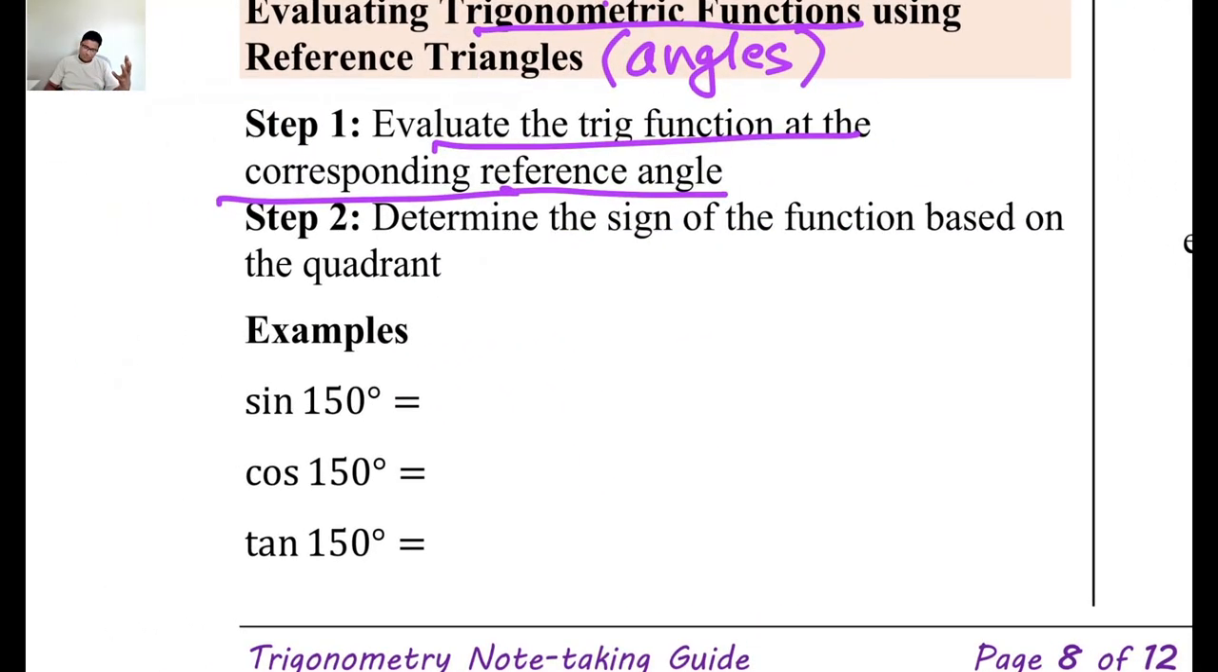And then step 2, determine the sign based on the quadrant. Now, that could be positive or negative, right? Trigonometric functions will have negative values if you are not in the first quadrant. In the first quadrant, everything is positive, but if you go to second, third, fourth, one or other trigonometric ratio can be negative. So that sign is determined by looking at the quadrant. Examples.